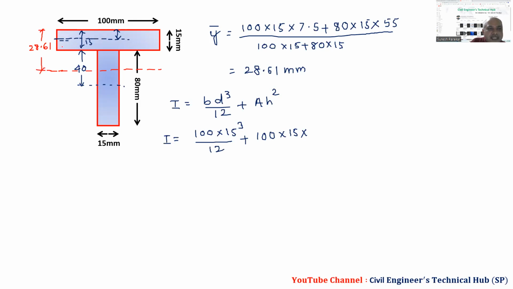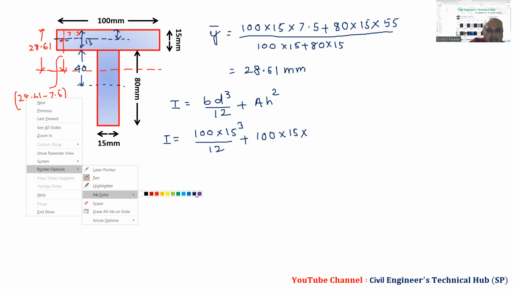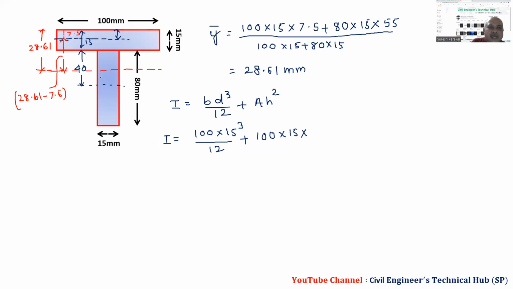And now we have the distance between the centroid of this individual area and this one. So we have this distance 7.5. So we will get this distance 28.61 minus 7.5. And then we will put the value of H. H we already mentioned. It is the distance between the centroid of the individual area to the centroid of the whole section. And then into 28.61 minus 7.5 whole square plus.